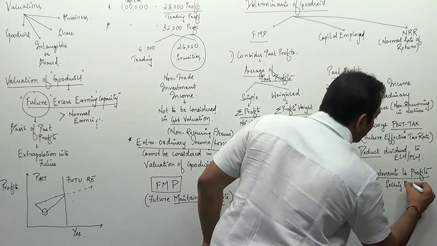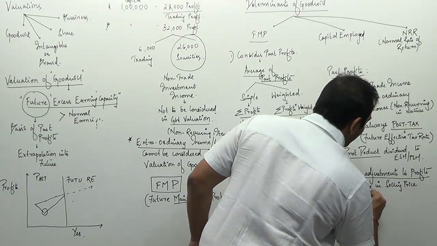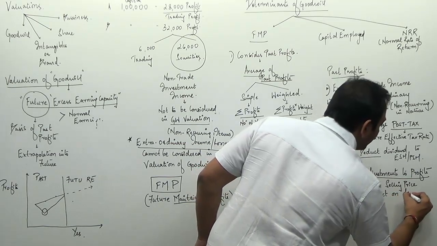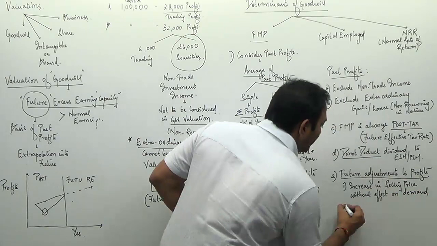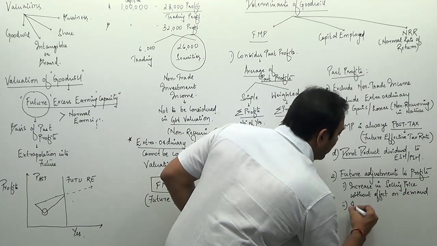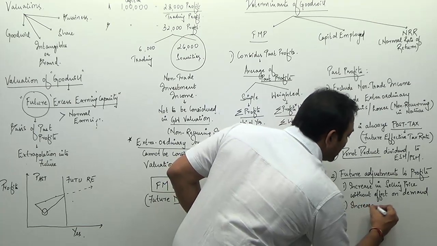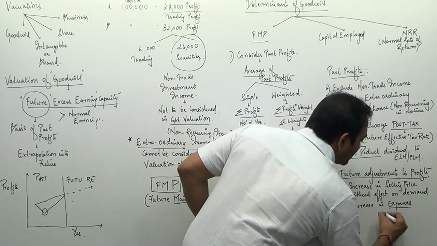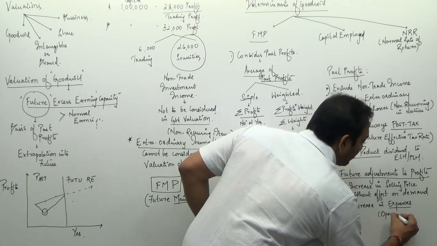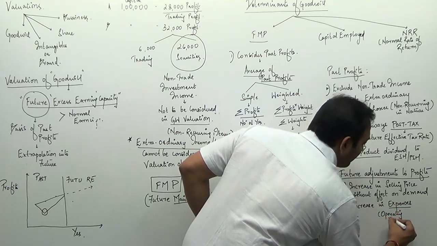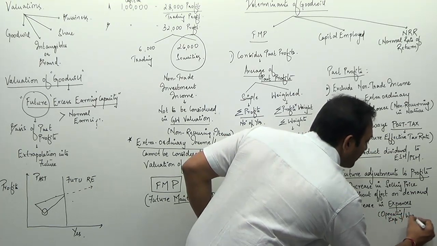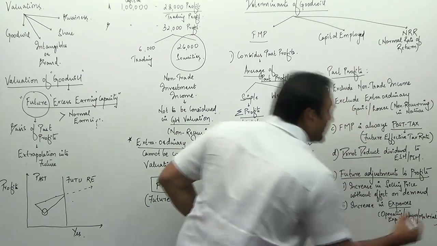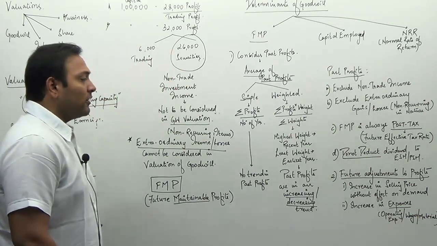increase in selling price, without effect on demand, or future expected increase in expenses. There can be an increase in the expenses like operating expenses, or wages, or future increase in material cost. Raw material cost also can increase. That will also seriously affect your future profits.